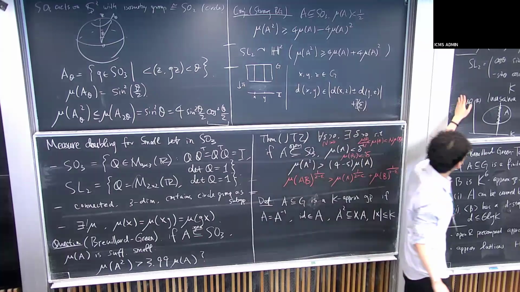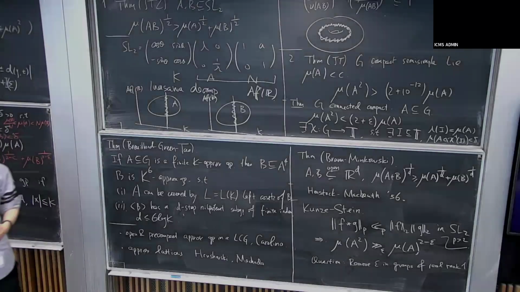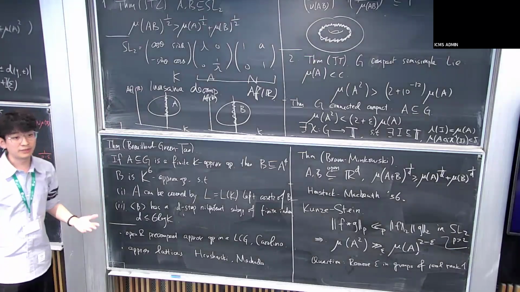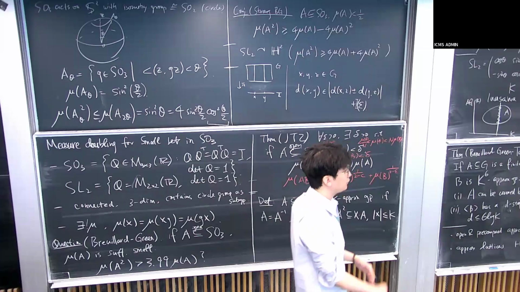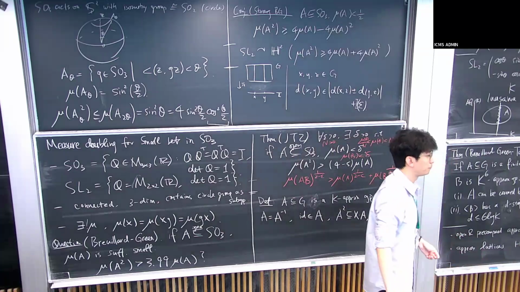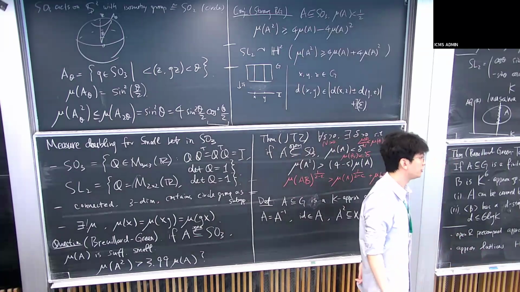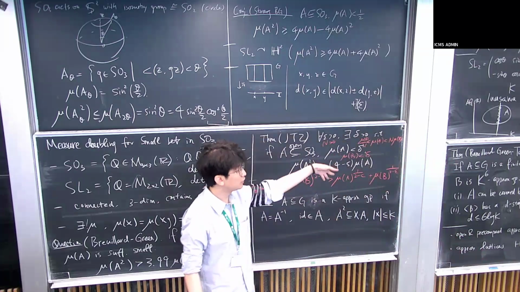For example, SL2 tilde, the universal cover of SL2, is the remaining open case of the Bourgain-Gamburd-type question. The difficulty there is that the minimum example is multiple, not one. You get 3 in this case? Yeah, we expect exponent 3, but it's still open. The same proof only gives you 2.